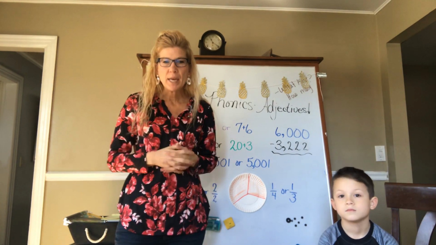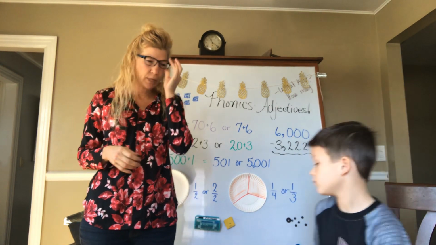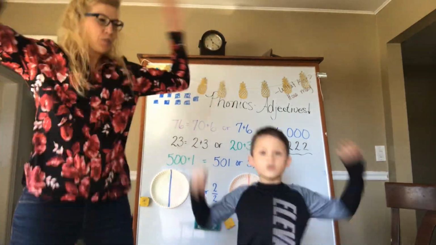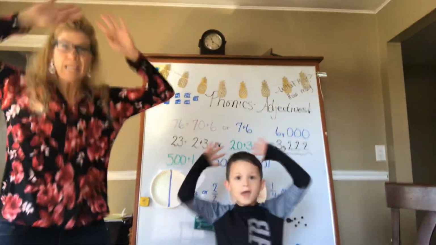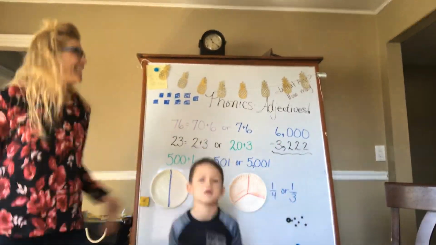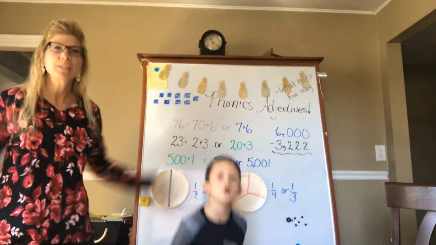Stand up. We're going to go ahead and count by twos to 28, and let's do it in jumping jacks. Ready? Begin. 2, 4, 6, 8, 10, 12, 14, 16, 18, 20, 22, 24, 26, 28.